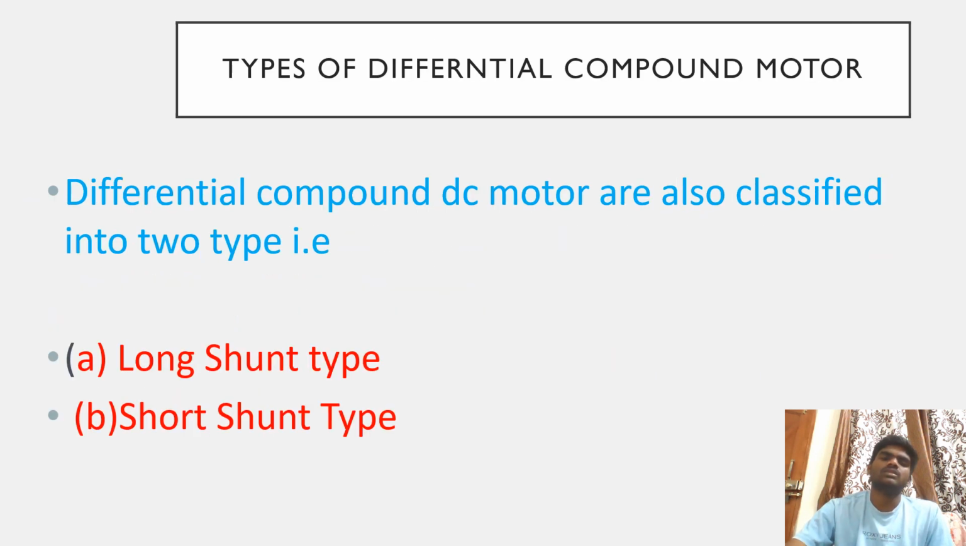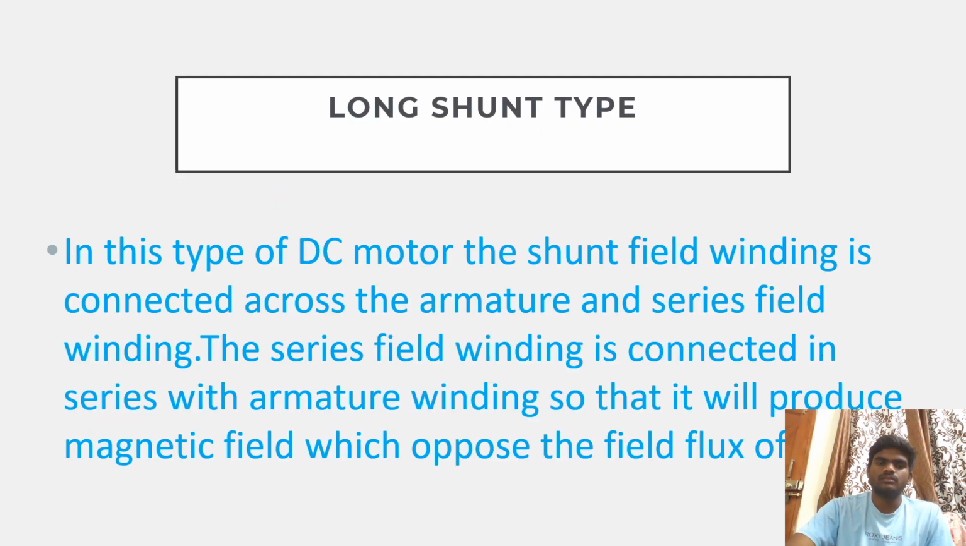Now the types of differential compound motor. The differential compound motor is also classified into two types, those are the long shunt type and the short shunt type. In the long shunt type, the shunt field winding is connected across the armature, and the series field winding is connected in series with the armature winding so that it produces a magnetic field which opposes the field flux of the shunt winding.